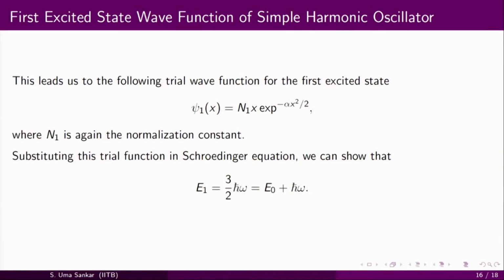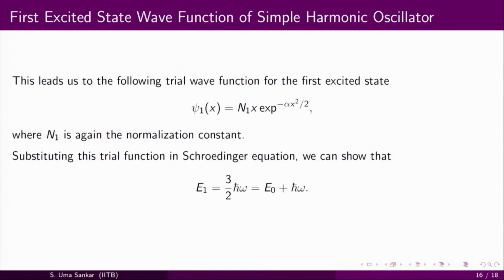Now, just as in the case of the infinite potential well, we demand that the first excited state should be antisymmetric. So, for that we make the following guess regarding the wave function. The first excited state wave function, we take it to be N1 times x times exponential minus alpha x square by 2, and you can see easily that this function is antisymmetric when I do x to minus x, and also it has one node.